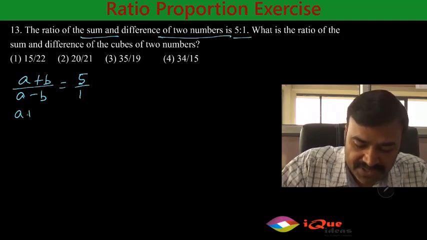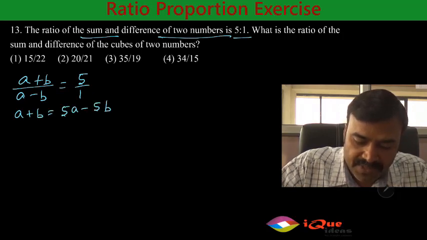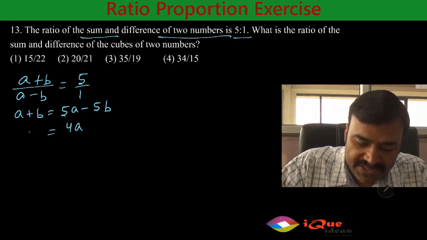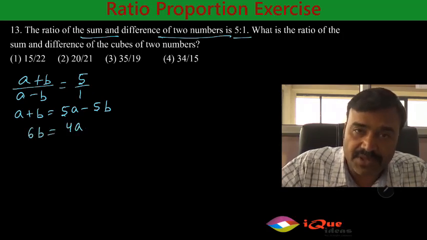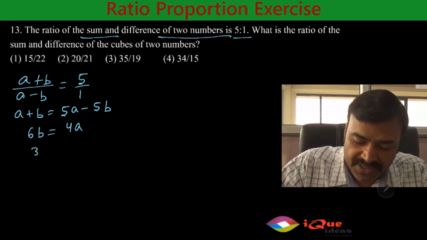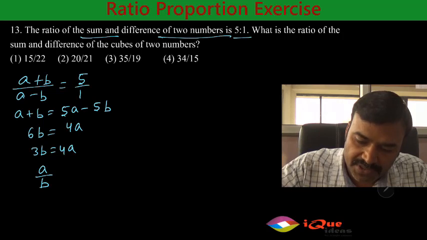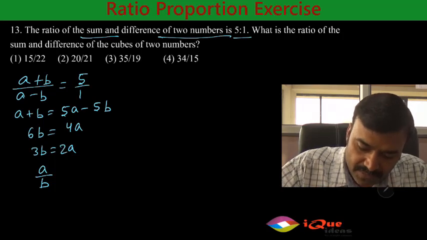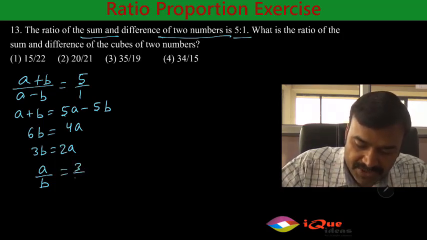Cross multiply. So a plus b is equal to 5a minus 5b, and a goes to the other side, so it becomes 4a, 5b comes to this side, so add it, so 6b. Just do the calculation normally. 2 cancels, we get 3b is equal to 2a because 2 gets cancelled. Alright, so we have a upon b equal to 3 by 2.